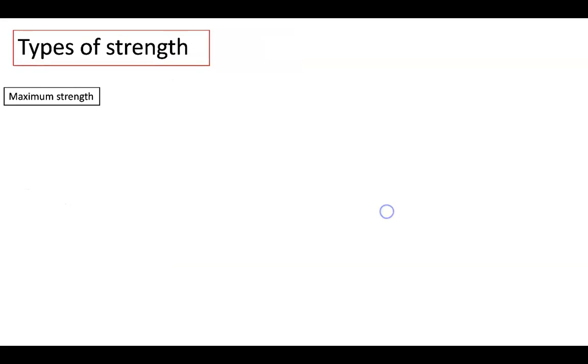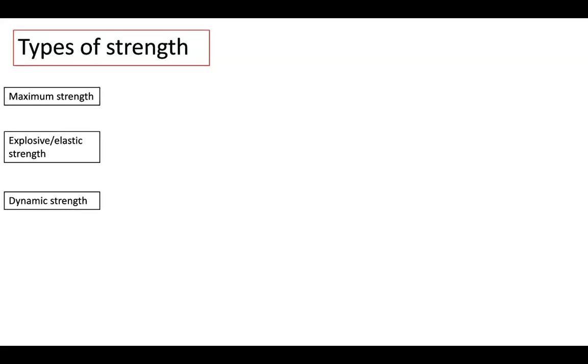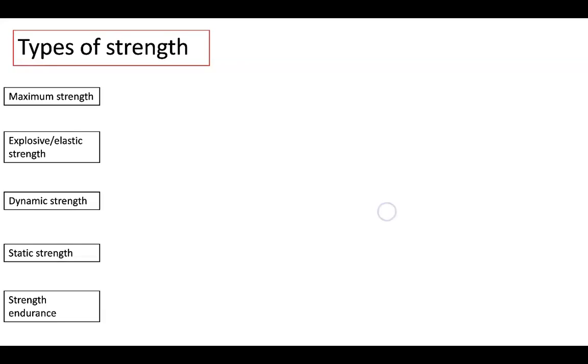So first of all, types of strength. We have maximum strength, explosive strength, also known as elastic strength, but we're going to stick to explosive strength, dynamic strength, static strength, and then finally strength endurance. So these are different types of strength that we have to be aware of. We have to know how to improve them as well. We have to be able to evaluate methods of improving them as well as testing them.